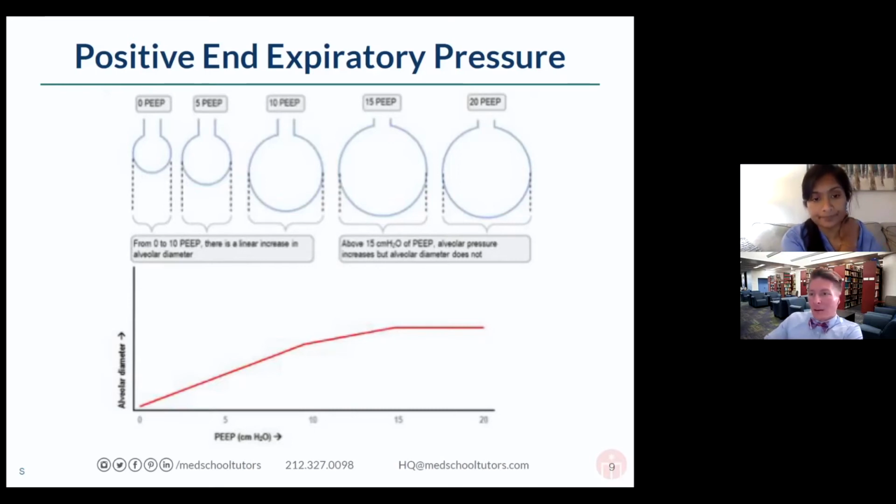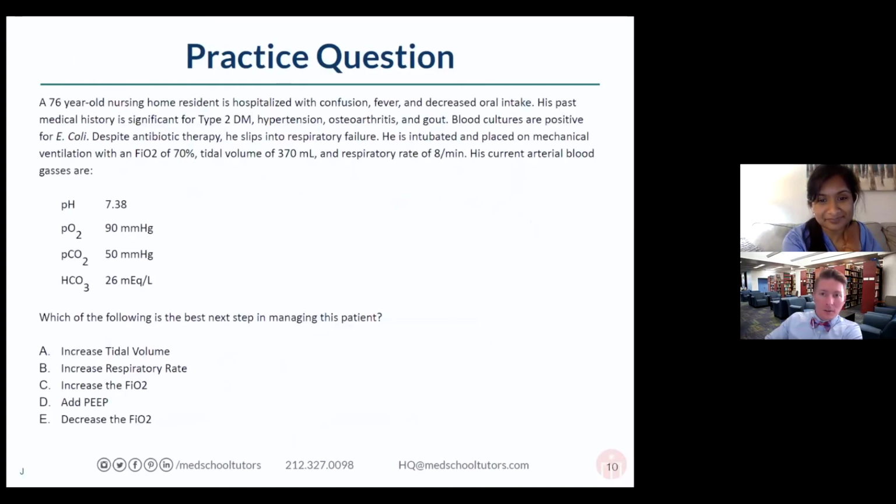Yeah. All right, so let's use this newfound knowledge to take a look at another practice question that I'll lead us through. This is a next best step in management question. They're asking us, a 76-year-old nursing home resident is hospitalized with confusion, fever, and decreased oral intake. Pretty typical for a nursing home resident. His past medical history is significant for type 2 diabetes, hypertension, osteoarthritis, and gout, and blood cultures are now positive for E. coli.